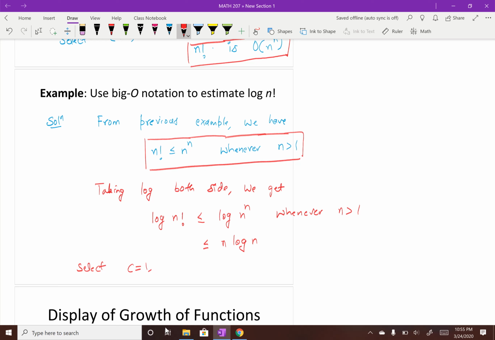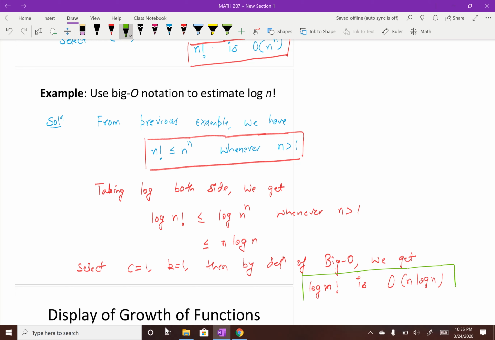So if you choose your constant c equal to 1 and the constant k equal to 1, then by definition of big O, we get that log of n factorial is big O of n log n. So this is another important result. You can say log of n factorial is big O of n log n, and this is the way you can write the proof of it.